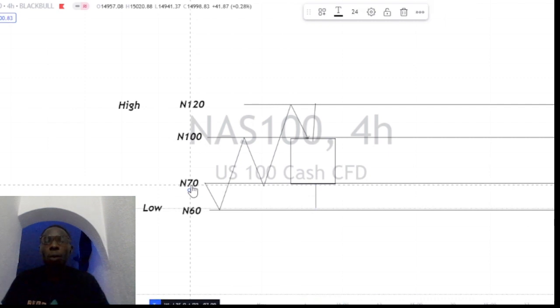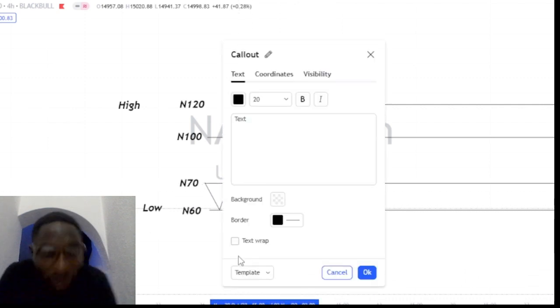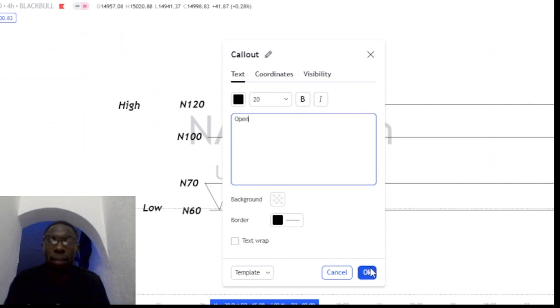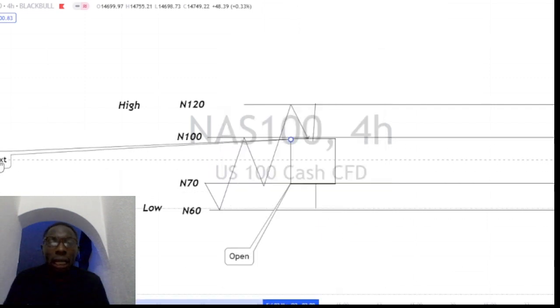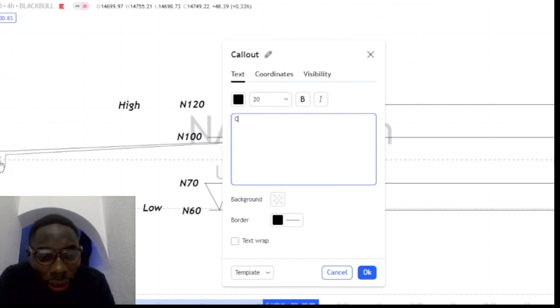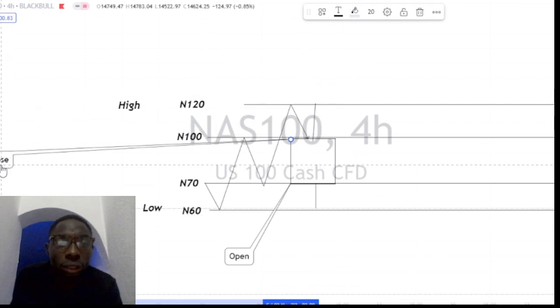Where are we going to have our open? We have our open here. Let me do that also. Let me be diligent with what I'm doing so that I'll be able to see it. Okay, it might sound very simple to those that have experience, but nevertheless, you need to get this right. This is going to be my open. Remember that it opens at 70, then it closes at what? This is a close at 100. Okay, close at 100.